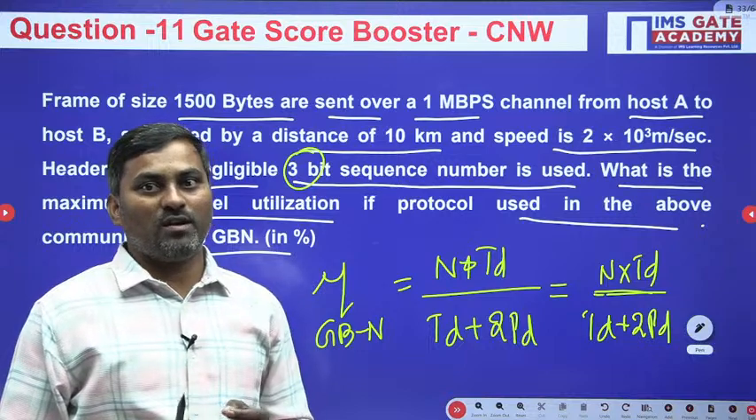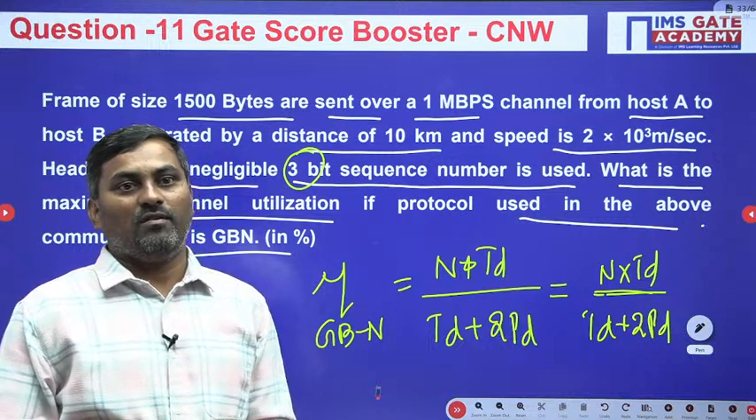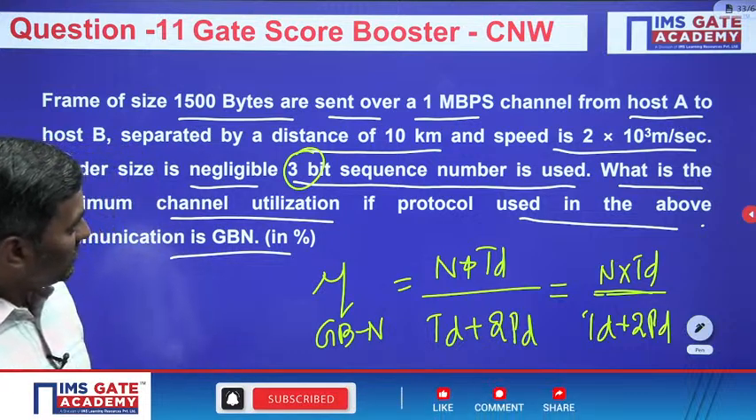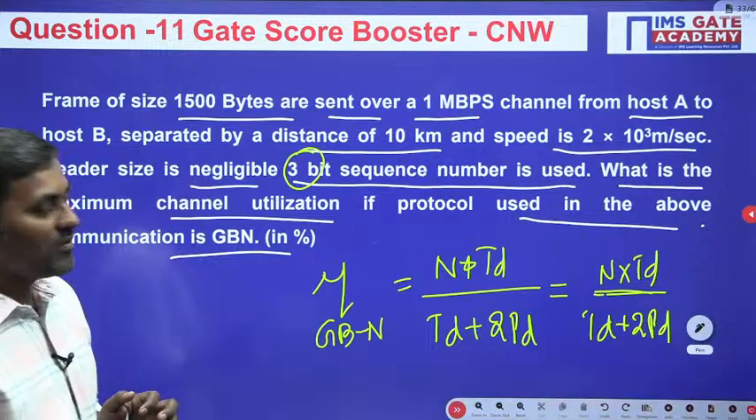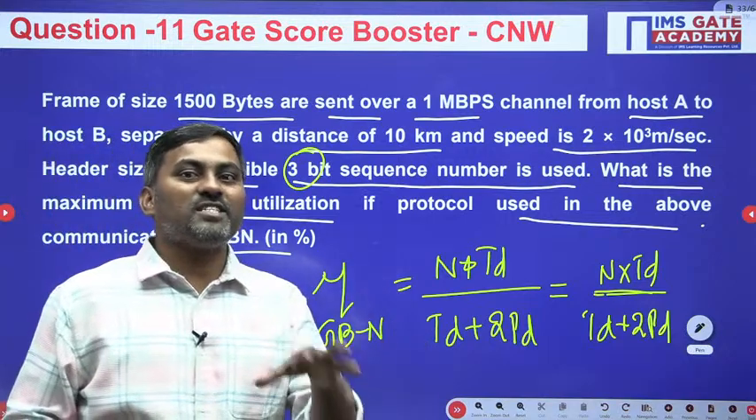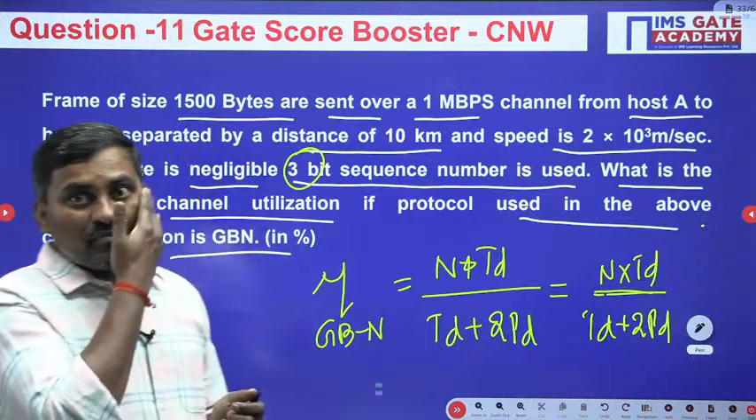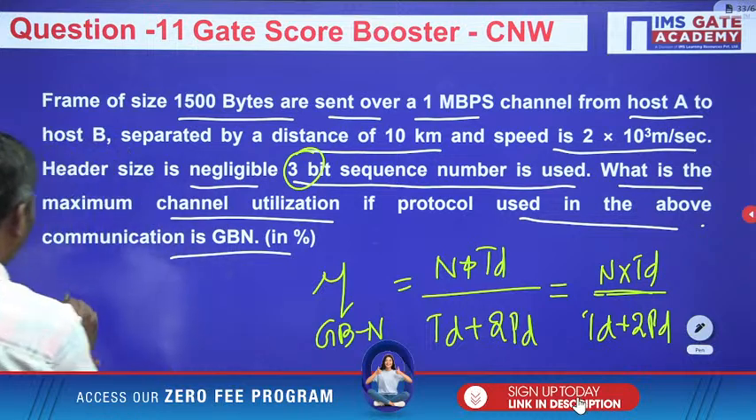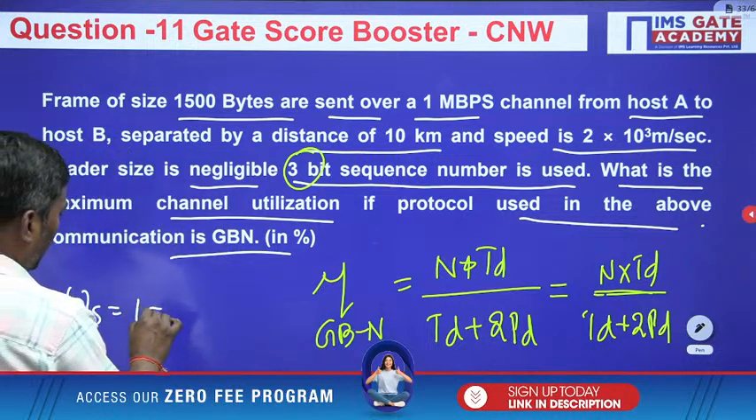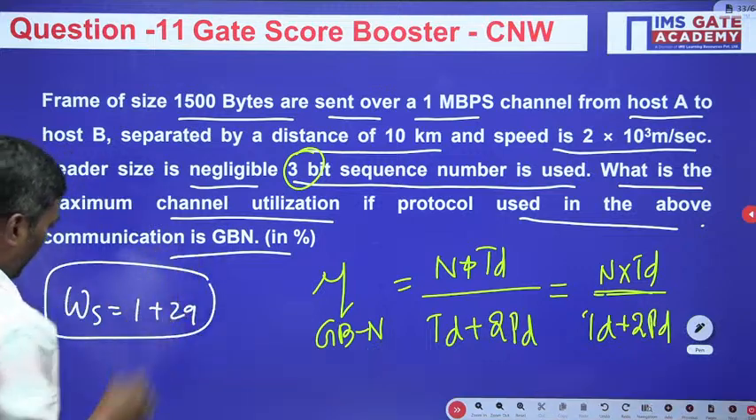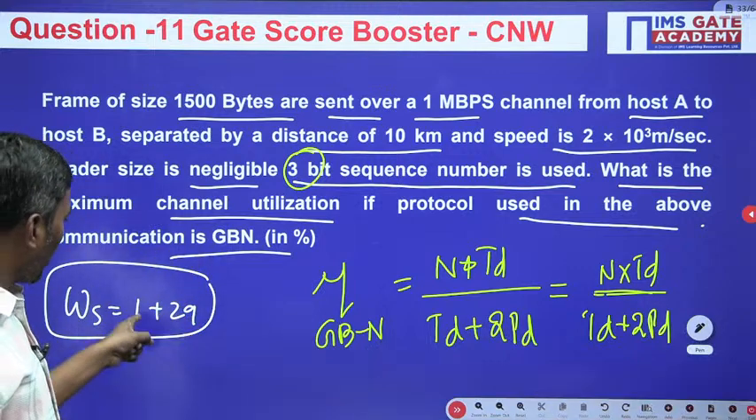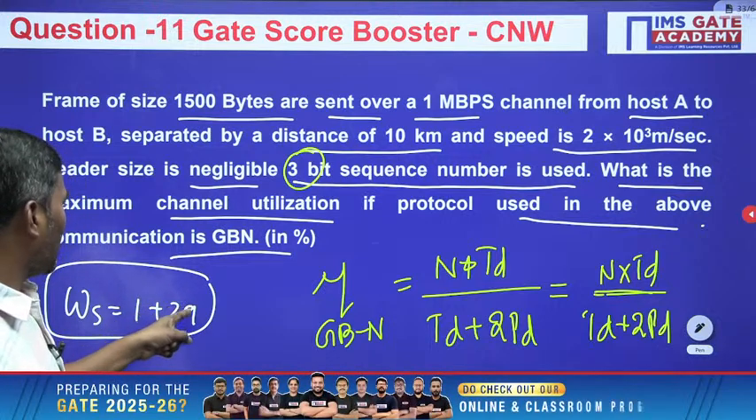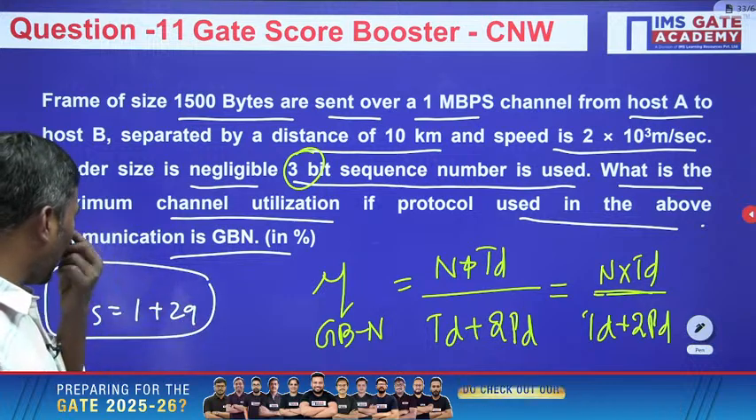$99.7 you got. What about other people? If it is 100% efficiency, how many packets are you able to send? Can you tell? If I take 100% efficiency, how many packets? The sender window size is equal to 1 plus 2a only, correct or not? So 1 plus 2a means what? Propagation delay by transmission delay, correct or not?